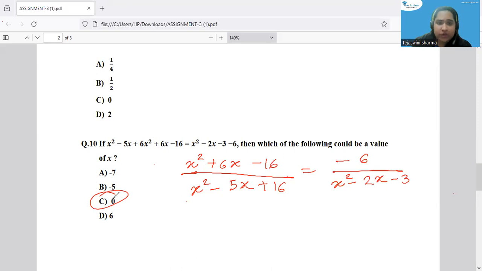But because we started with 0, since 0 is the simplest value, on calculating you will not get a value which is equal on both sides. Now I am plugging in this negative 7 for you, and we will check whether this one will give us a proper response or not. So let us check.